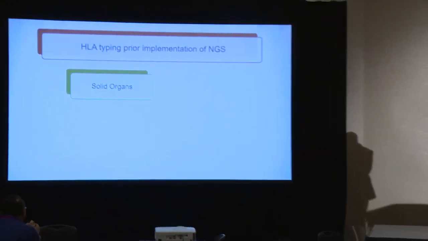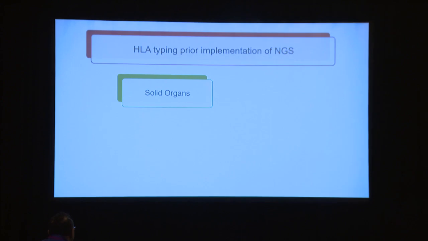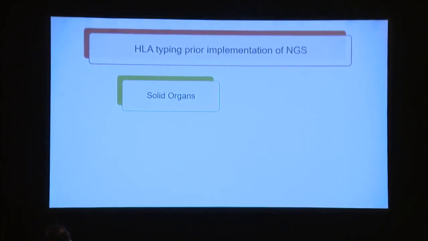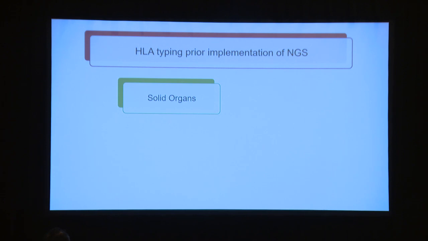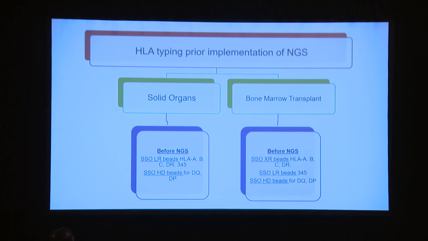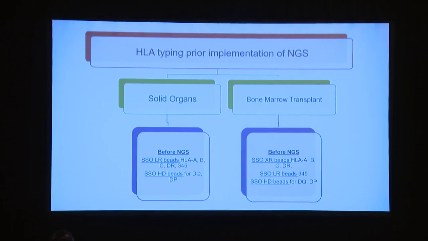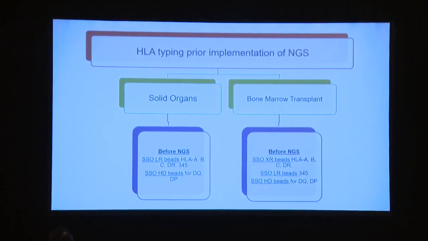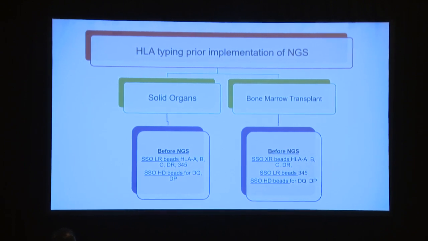So before implementation of our NGS, we used to do our HLA typing depending on the category. For solid organs, we used to do low resolution beads for HLA A, B, C, DR, and 3, 4, 5. And then we used the high definition SSO beads for the DQ and the DP. For bone marrow transplant, we used to do SSO by using the XR beads for HLA A, B, C, DR, and then SSO low resolution for 3, 4, 5. And SSO high definition for DQ and DP.